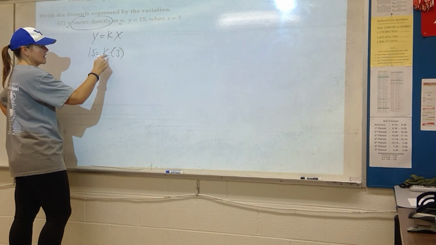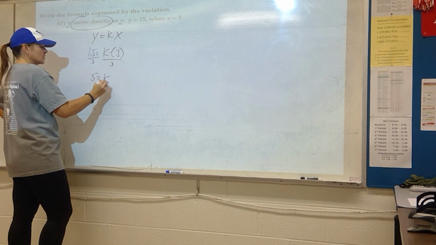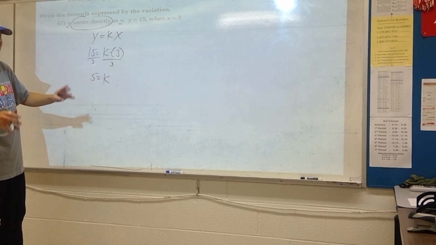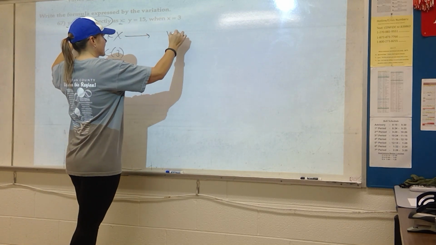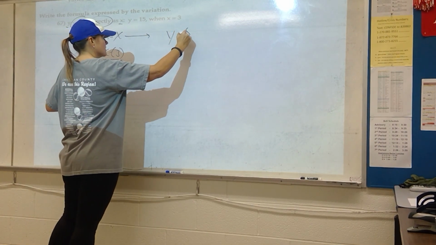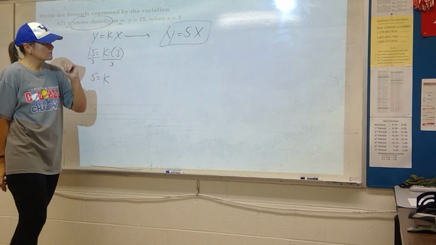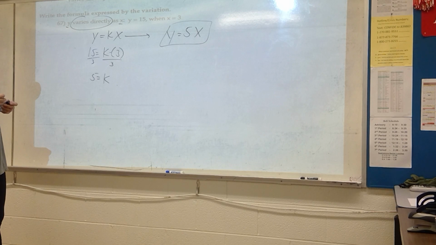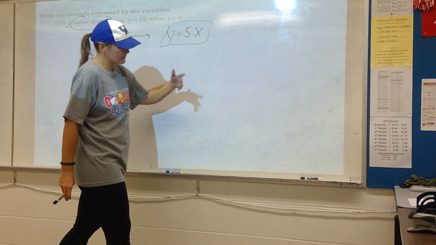You need to solve for the constant, so divide by 3. Divide by 3. Your constant of variation is k. It never changes. It's a constant for this situation. So then you take your equation, y equals k times x, and instead of k, you plug in what k is. It's the constant of variation. So now we have an equation. If I were to give you an x or a y, you could solve the other one.